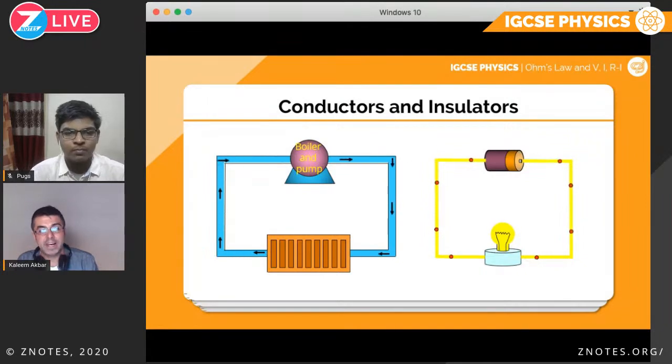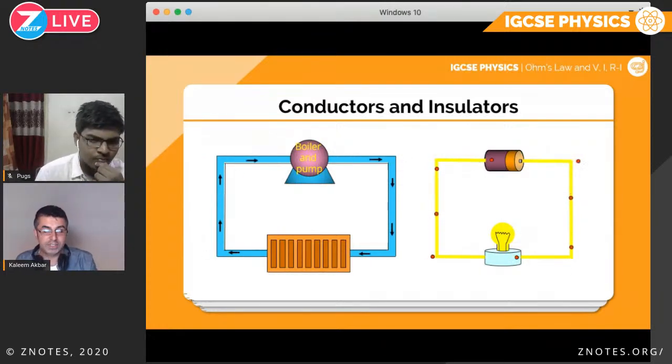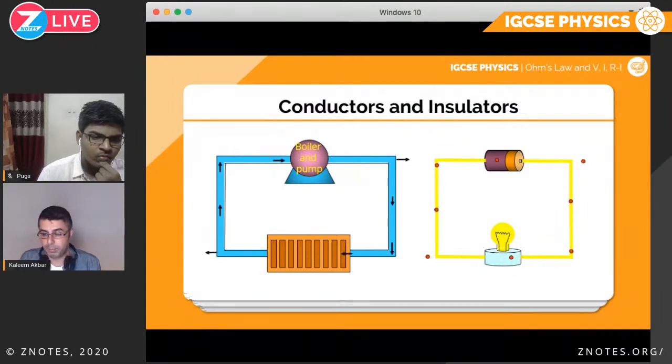So to make this very, very clear, the battery and the boiler are acting very similarly in that they are giving energy to something, the boiler to the water, the battery to the charges. These charges, when they flow around the circuit, not the charges themselves, but the flow, that's called current. They carry that energy to a device that's going to use it. So in this case, on the left-hand side, the heater, and on the right-hand side, a bulb.